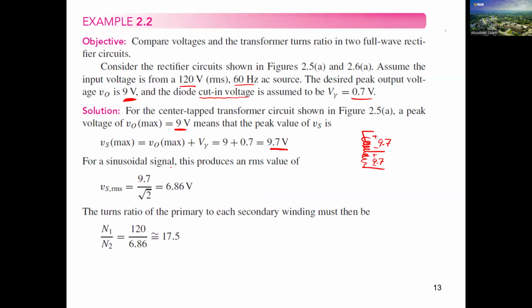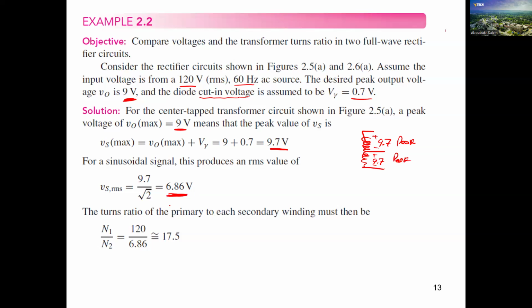For a sinusoidal signal, this produces an RMS volt of, if this is the peak value, the RMS is going to be 9.7 divided by root 2. So this is 6.86 volts. So 9.7 peak, and the RMS is 6.86. For any sinusoidal waveform, guys, you know that RMS equals maximum divided by root 2. So this is the RMS volt required for the half of the center tap transformer of the secondary side.